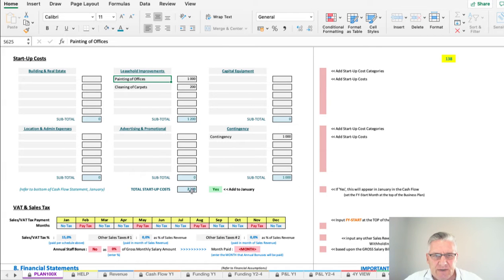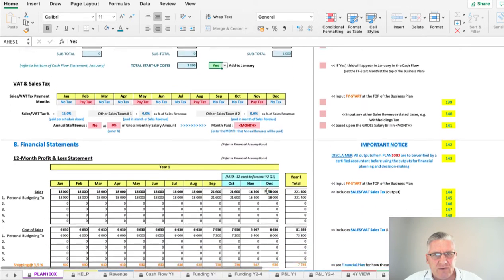Also, what we need to do is to tell Plan100X if we want to include these costs in the first month. We've said the first month is January, and you'll see these costs coming in at the bottom of the cash flow statement in the month of January. If we say yes, we can say no, and then that would keep it out of the cash flow. I suggest keeping it in, but obviously it depends on where you want to reflect these costs.